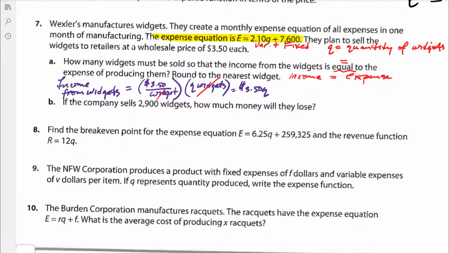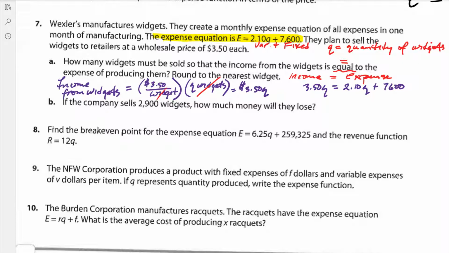Now we want the income equal to expense. So I'm going to take 350 times Q, that's a Q, and set it equal to the total expenses, which is $2.10 times Q plus this fixed cost of $7,600. I'm not going to question that. They give that to us. That's your expense equation. And as all expense equations, it's always variable plus fixed.